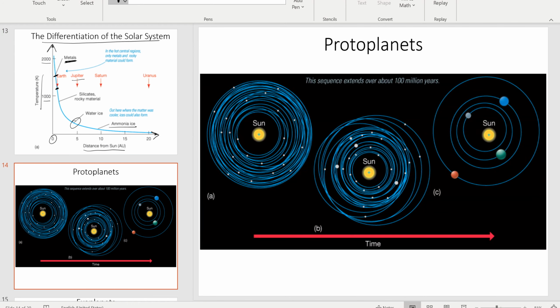Let's talk about protoplanets. The formation of the planets was a very complicated process. Grains of various materials accreted together, eventually to form larger objects known as protoplanets, and then these, over time, gained other materials via collisions, etc., to form planets. And this process took about 100 million years.